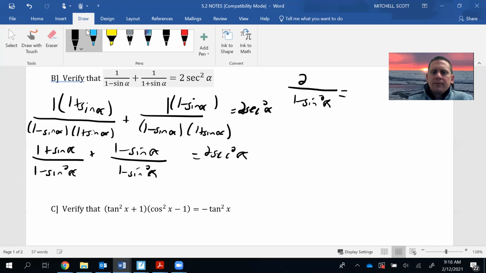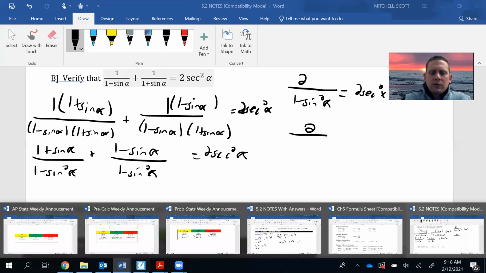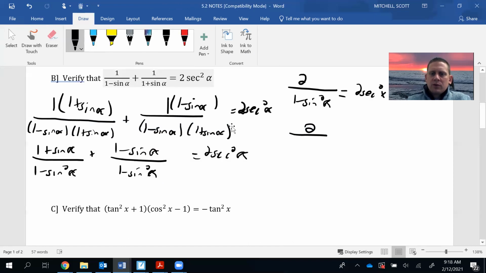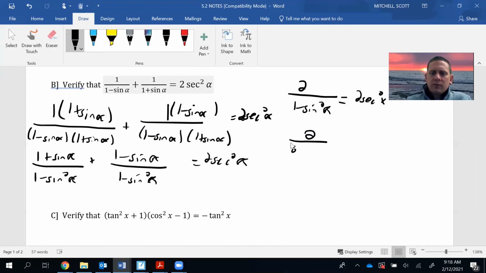So there's your bottom. Don't forget it still equals the right side. We didn't lose that yet. So I think that bottom is another identity as well. So I look at my identities. I've got a sine squared. 1 minus sine squared is cosine squared. So from this identity, 1 minus sine squared is cosine squared. So the bottom here is cosine squared of alpha.